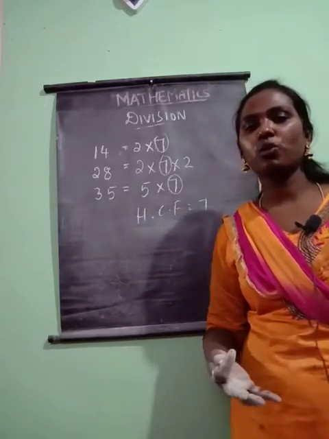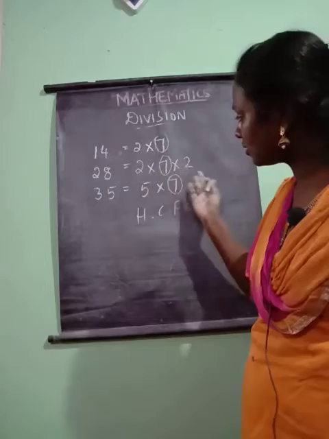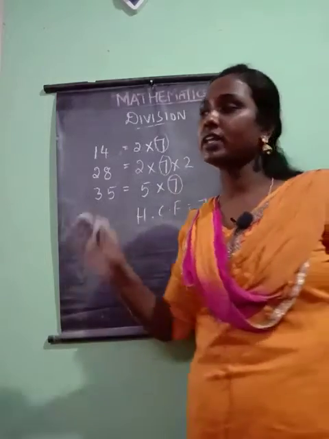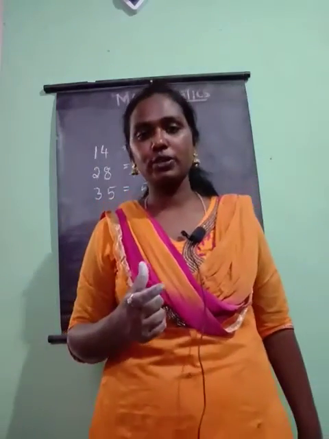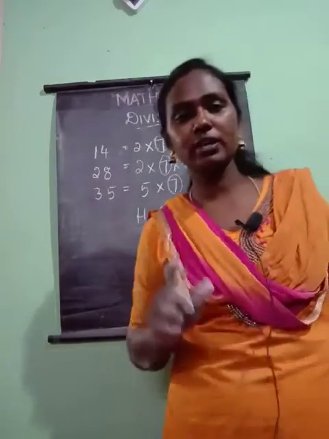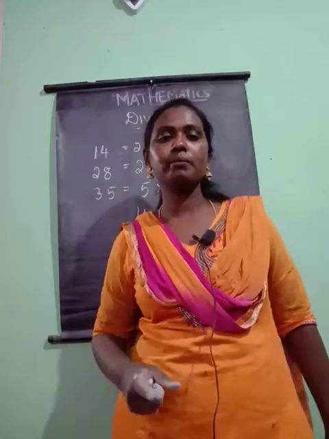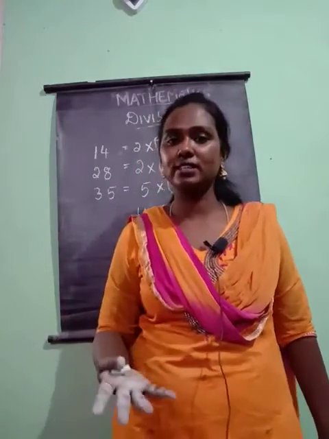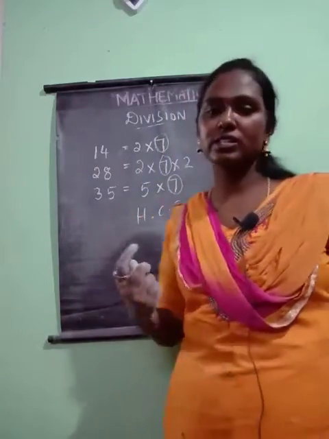Okay. So for LCM, what you have to do, you have to write all the numbers and multiply, and finally write the answer whichever you get. But in HCF, just write the common multiple which is present in all three numbers or two numbers, whichever is asked in the question. So I hope you understood this lesson.